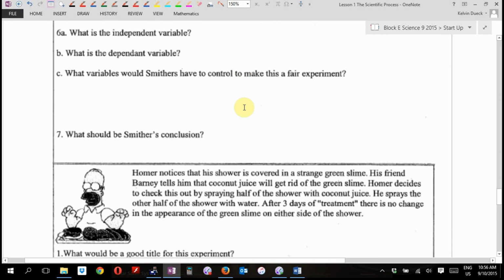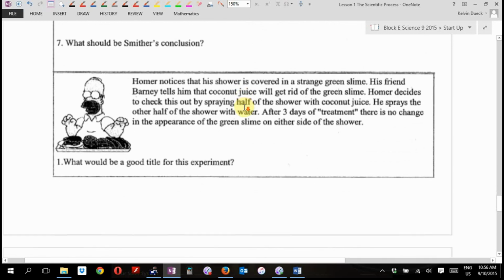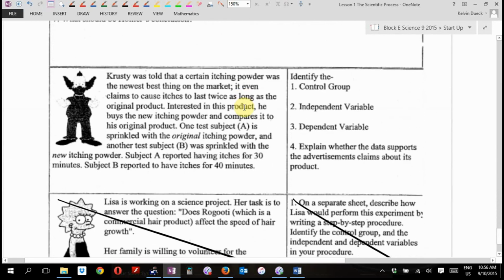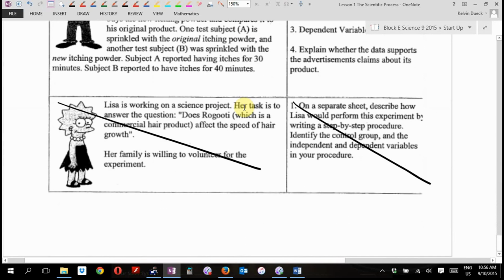We're going to go over the answers when I see you on Tuesday. I'm not going to be marking this as much right or wrong because there's plenty of gray wiggle room where we can discuss. This is just to kind of wrap your brain around this, okay? Homer, I'll let you read Homer Simpson. Krusty the Clown. And on yours, Lisa's is crossed out, yes?